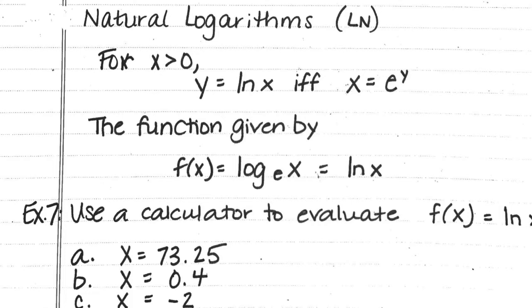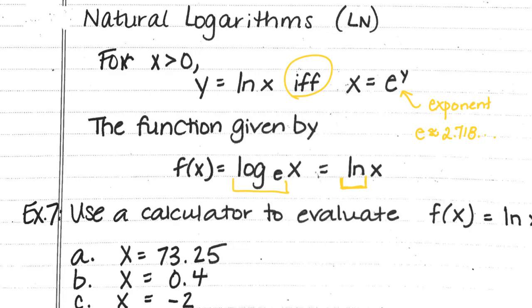We talked about this. Remember, for x greater than 0, y equals ln x, the natural logarithm of x, if and only if, that IFF means if and only if, x equals e to the y. Remember, this is just an exponent, and e is a number, approximately 2.718 something. The function f of x equals log base e of x is the natural logarithm. So we don't really have to write this out, because we know the natural logarithm is what it's going to be seen as.